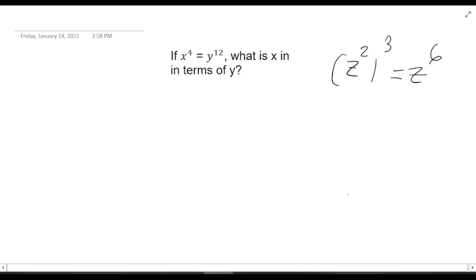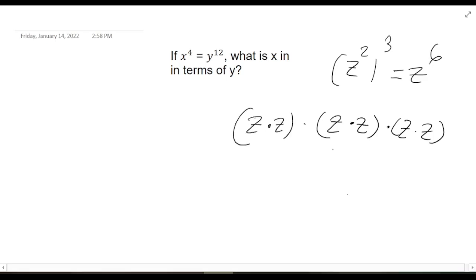And we know this is true because if you write out z squared, so z times z, and we have to do that 3 times, we can see that we have z times z times z times z times z times z, 6 times. So anytime we have a variable raised to a power, raised to another power, we just have to multiply the two exponents together, and that would be our new exponent.